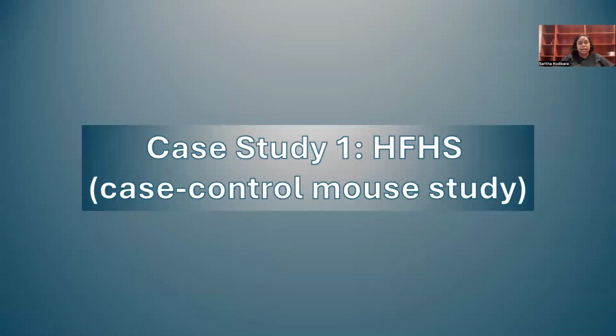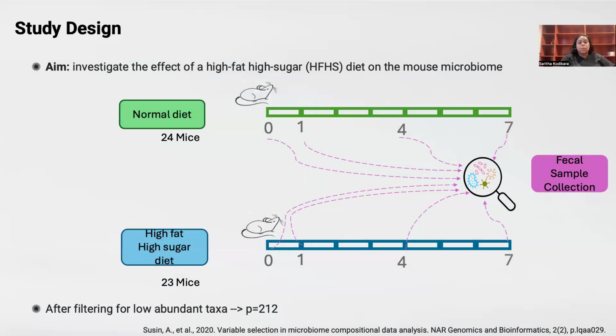The first case study is a high-fat, high-sugar diet case study, which is a case control mouse study. In this study, we observe two groups: a set of mice having a normal diet and another set of mice consuming a high-fat, high-sugar diet. What is done in this experiment is that you take fecal samples from each of these mice on days 0, 1, 4, and 7. These are the days that the fecal samples are collected and then analyzed.